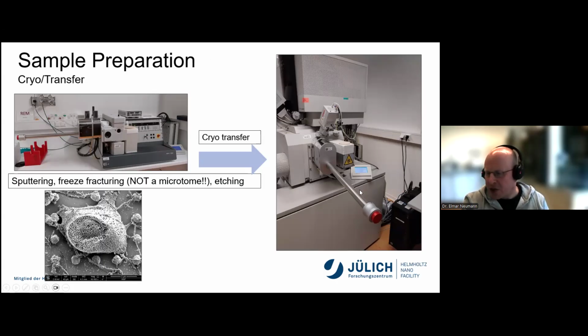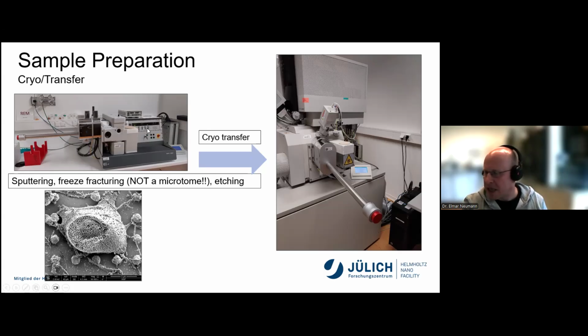fracturing. Freeze fracturing means with a cold knife, with a cold blade, you break open some of your samples. Here we did this accidentally with a cell, a frozen cell on a surface. So you see the membrane, something from the inside, and something that could possibly be identified as the nucleus of the cell. But it is not a microtome. You cannot make very thin cuts with this one for cryo TEM, for example. There are other machines available. There exist commercially available cryo microtomes, for example, but we don't have them here.